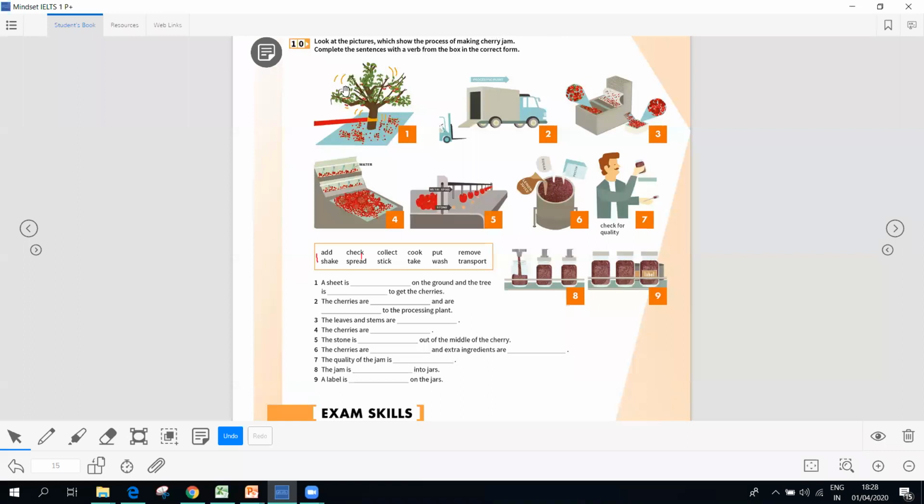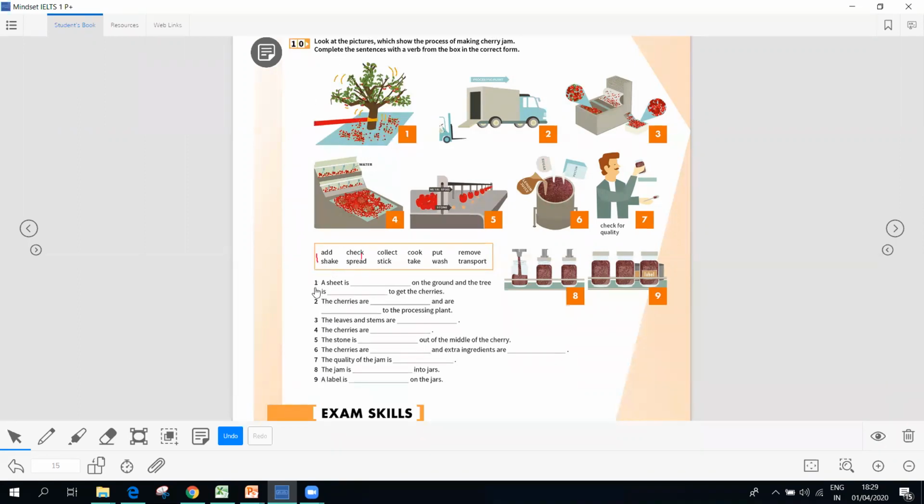I already explained to you that we need to complete all these sentences in the passive voice. So you need to complete the gaps with the past participle form of these verbs. So how many pictures are there? Nine, and then there are nine sentences. If you look at picture 1, what do you see? You see a cherry tree, and then you see a sheet on the ground.